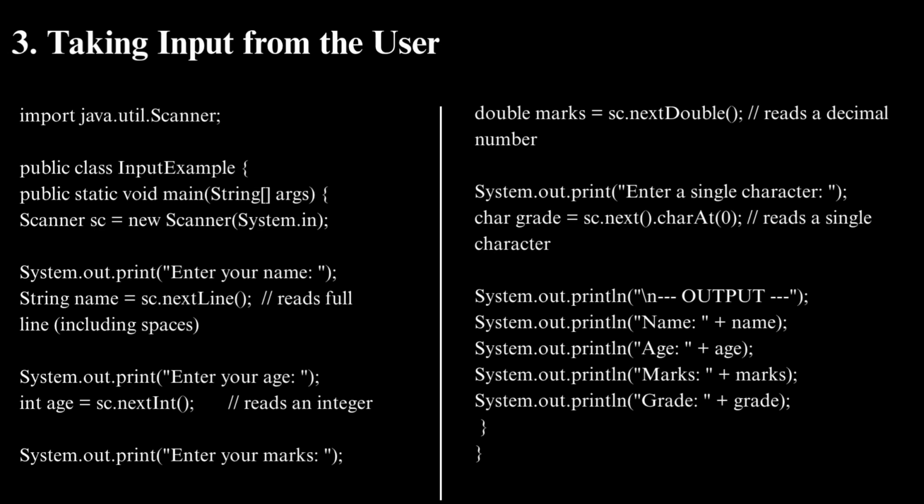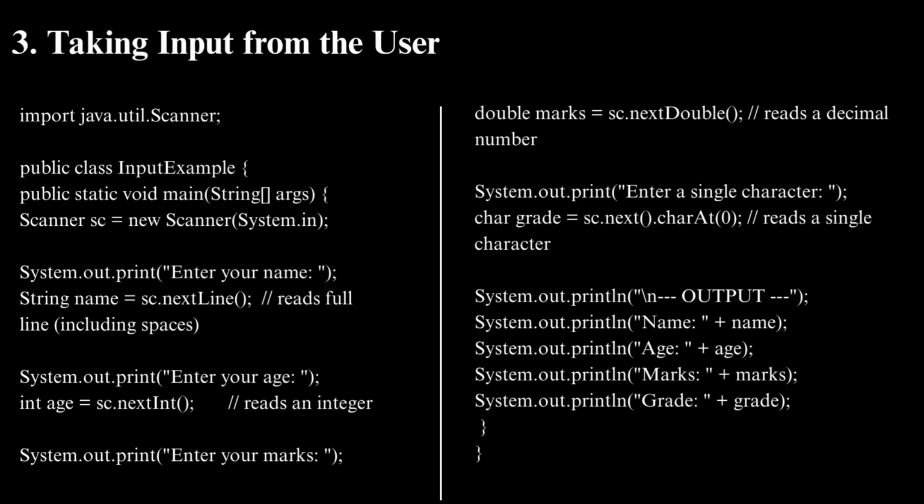Let's take all types of input one by one. Here, in this example, nextLine reads a full line of text, including spaces, and is used for taking string inputs. nextInt reads an integer and is used for taking integer input. nextDouble reads a decimal and is used for taking double inputs. next().charAt(0) reads only the first character and is used for taking a character input.